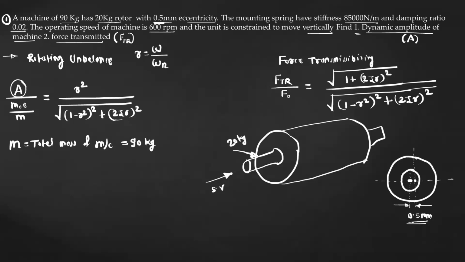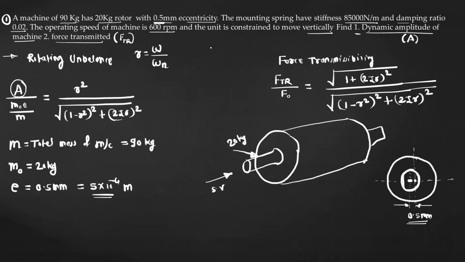So what is the effect of this eccentricity? As the center of gravity of that rotor is shifted from the geometrical center, it will create the unbalanced centrifugal force. Okay. So this center of gravity is for this complete rotor. So we will assume the total mass of this rotor is concentrated at the center of gravity. So that mass is 20 kg. So this is the unbalanced eccentric mass, that is m0. So this is 20 kg. And the eccentricity e is equal to 0.5 millimeter, so this is 5 into 10 to the power minus 4 meter.